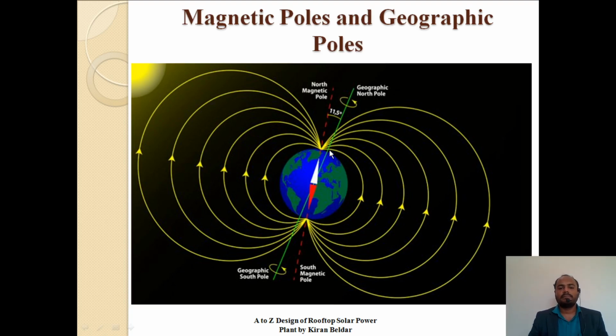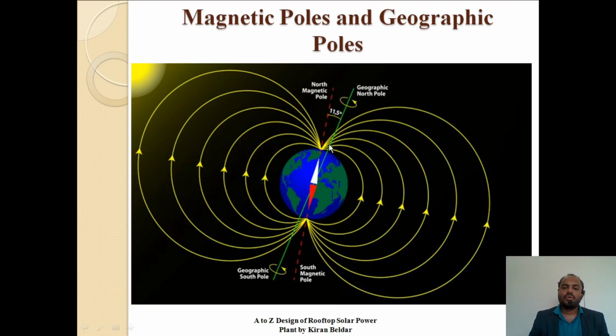Geographically, the north and south poles are different, but when we put a needle, its direction is somewhat deviated from the geographic north pole and geographic south pole. And this deviated line, once we draw a dotted line here, comes as the north magnetic pole and south magnetic pole. Where the magnetic needle is facing, that is where the north and south pole occur. Basically, there is a difference of 11.5 degrees between the magnetic north pole and the geographic north pole.